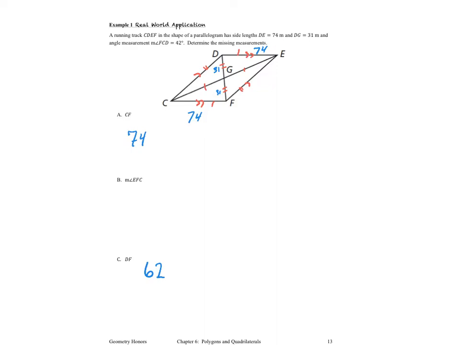And then the angle measurement FCD is 42 degrees. So a couple of things that I know. I know that the angle opposite that is 42 degrees, and I also know that angle CDE is going to be subtracted from 180. 180 minus 42 to get that angle. So if we want the measure of angle EFC, which is consecutive with 42, I would do 180 minus 42, and the answer is 138 degrees.